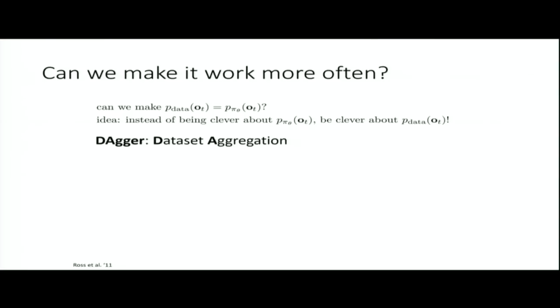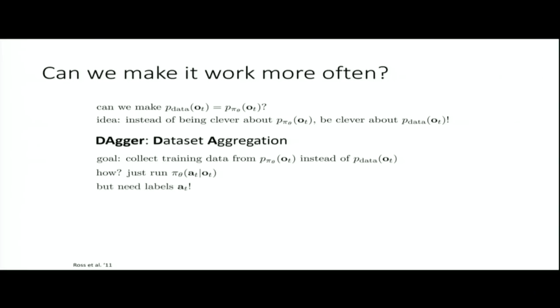And the idea is actually pretty simple. So the goal in DAGGER is to collect training data for training your policy with imitation learning that comes from p pi instead of p data. How do you do that? Well, you do it by running pi. p pi is defined as the observation you see when you run pi, so let's just run pi and let's just collect the observations that it sees. Very simple. So the trouble is that you need labels at those new data points, right? So you don't just need the images, you actually need to know what the corresponding actions should have been.